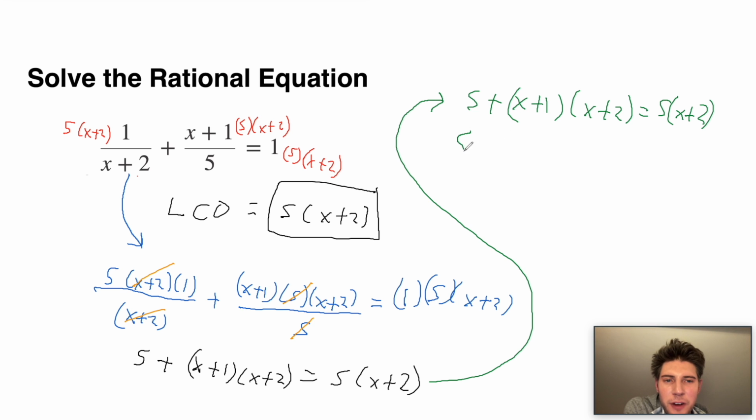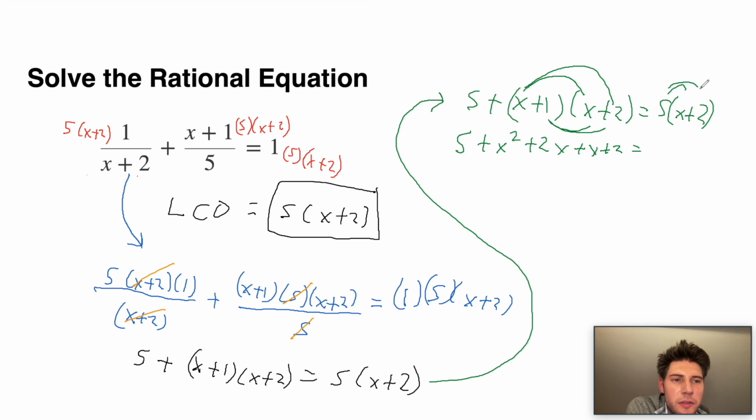Now I'm going to bring down the 5. I'm going to have to FOIL this out. So I have x times x is x squared. x times 2 is 2x. 1 times x is x. And 1 times 2 is 2. And similarly, I have to distribute the 5, so I get 5x plus 10. I'll include a link up above for more examples of how to do the distribution I just did, if that was confusing. Now I'm going to combine like terms.